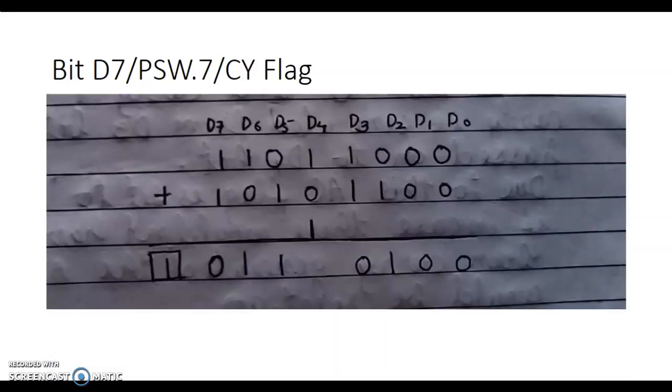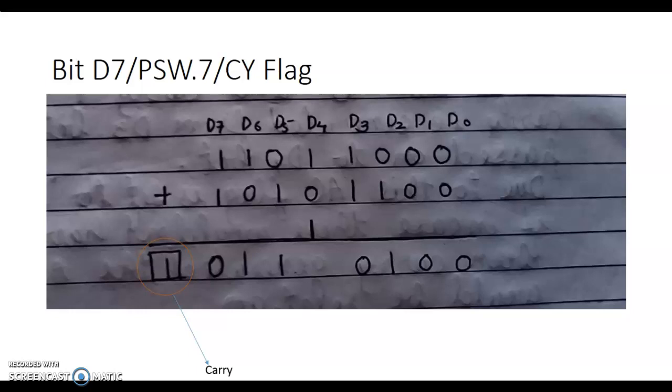Firstly, we'll discuss bit D7, which is also called as PSW.7 or carry flag. This flag is set whenever there is a carry out from D7 bit. Let's see this bit with an example. In this example, we can see that there are two 8-bit numbers which are being added. When all these bits are added, there is a 9th bit which is generated. While addition in this example, the 9th bit that is generated is called as carry.